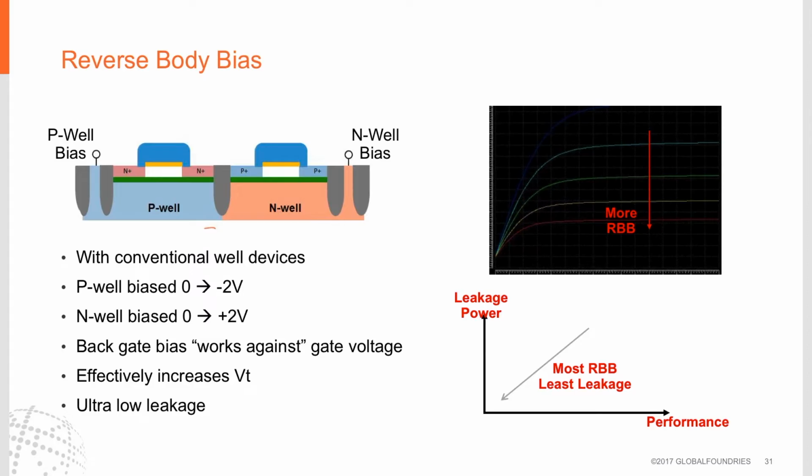The models are accurate between 0 and plus or minus 2 volts, and the models become less accurate as you exceed these voltages. In reality, these voltages can go as high as the breakdown voltage of the diode. Reverse body bias works against the forward gate voltage, and it effectively increases VT. So reverse body bias is used to reduce leakage and to save power.